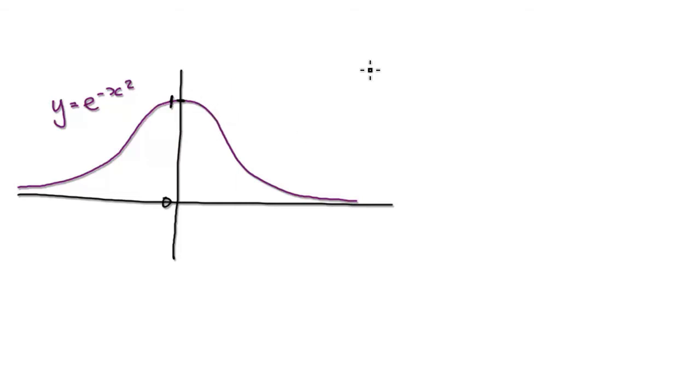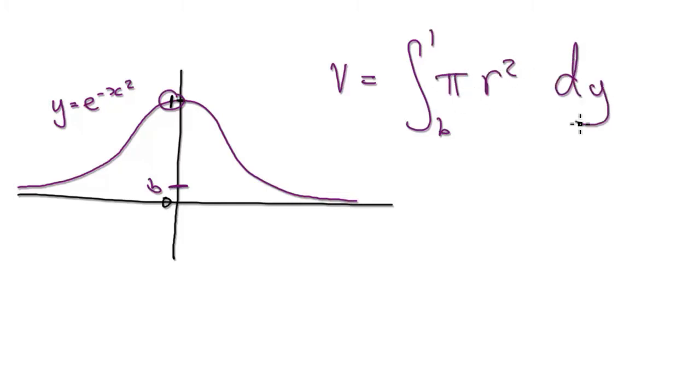Okay, so let's start again here. So the volume is given by the integral from b to 1, because we're doing it from b to 1. Pi r squared in terms of dy. But the thing is, we need to work out the radius. So what is the radius for a given y?